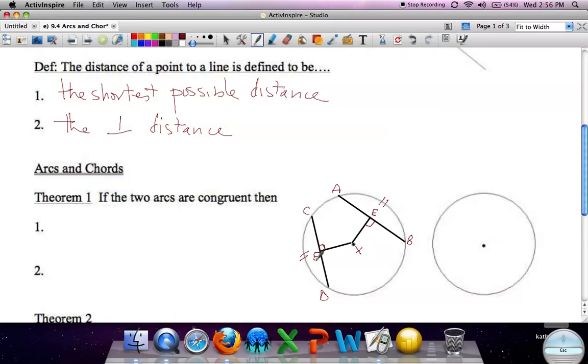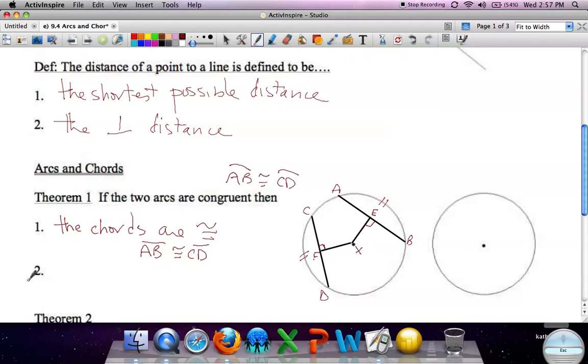Well, one thing that would be true is the chords, if 2 arcs are congruent, then the chords that contain them are congruent, which means that CD would be congruent to AB. So again, up here we decided that arc AB is congruent to arc CD. That was theorem 1 starting.